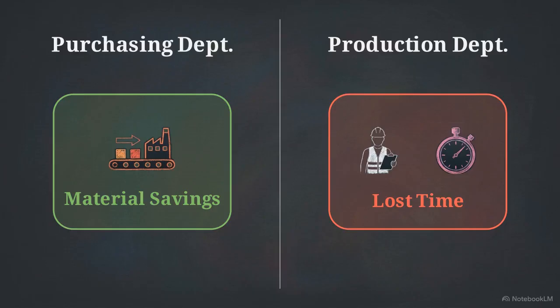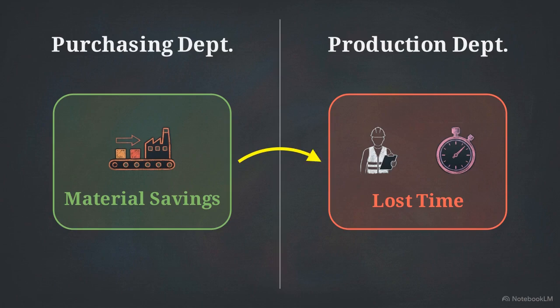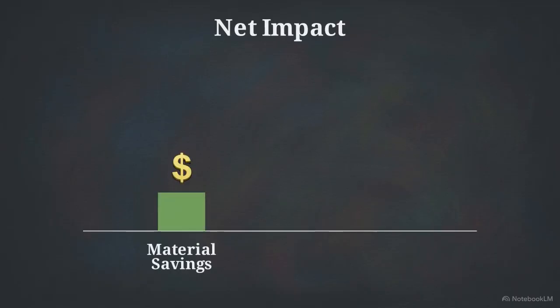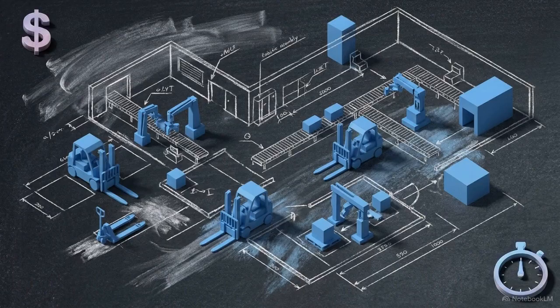But the root cause wasn't on the floor. It happened when purchasing bought cheaper materials to secure a favorable material price variance for themselves. The complete variance report proves that the savings from the cheap materials were entirely erased by the cost of the extra hourly wages required to process them. Standard cost variances function as a holistically linked diagnostic system, revealing the true operational health of a company through its interconnected data.